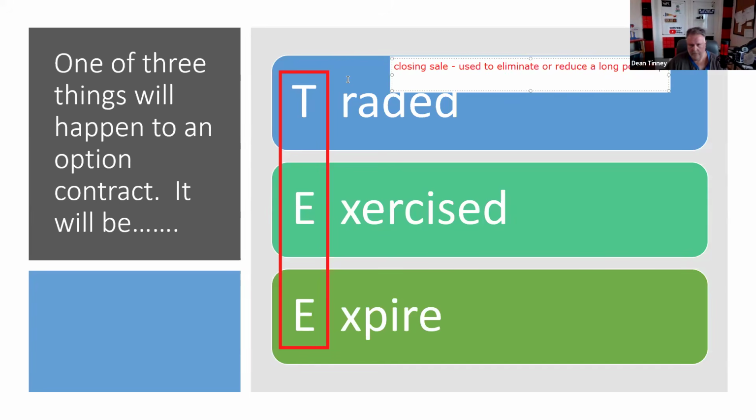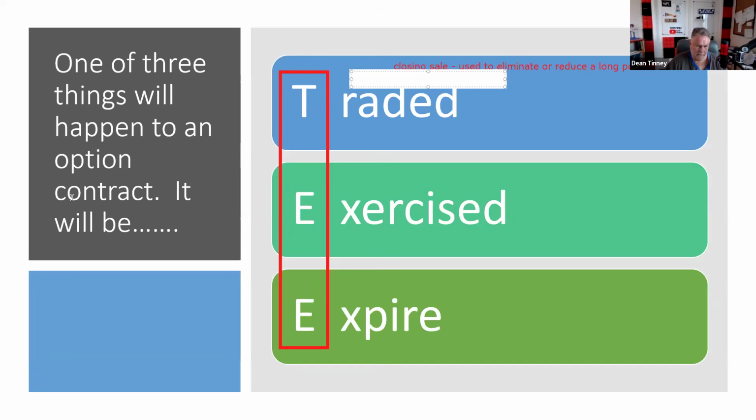Right? I call my broker and I say, hey, I don't want to be obliged anymore. So I could do a closing purchase. A closing purchase is used, test question, to eliminate or reduce or offset a short position.